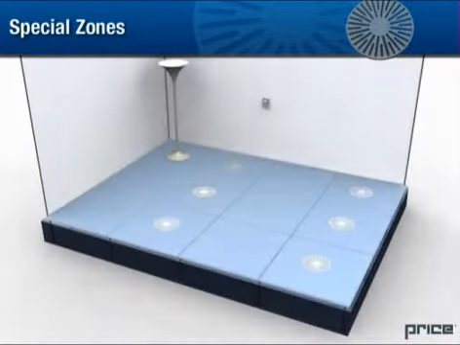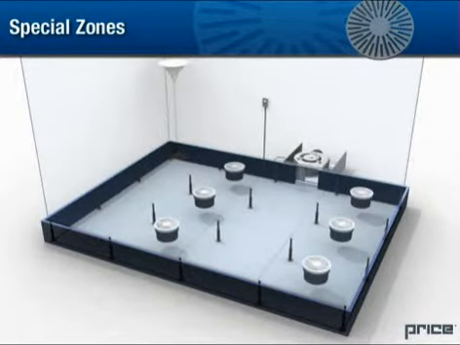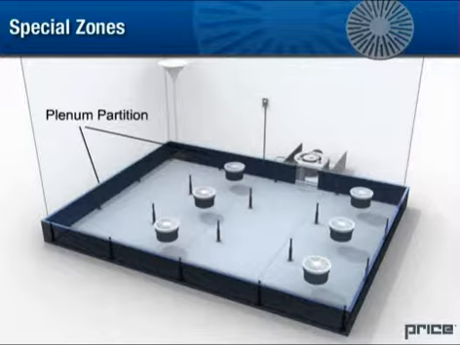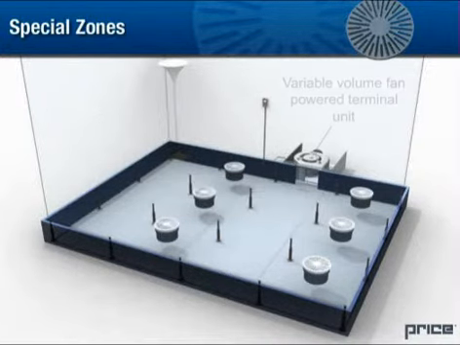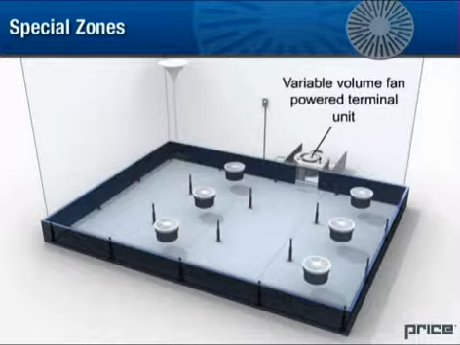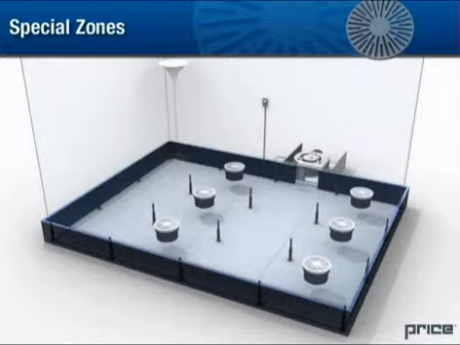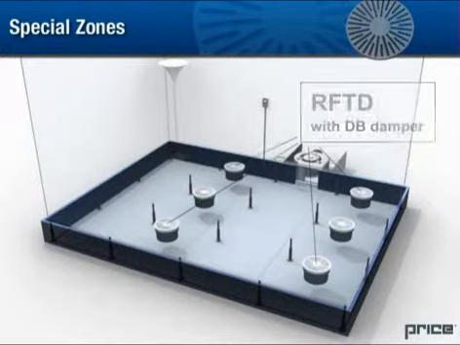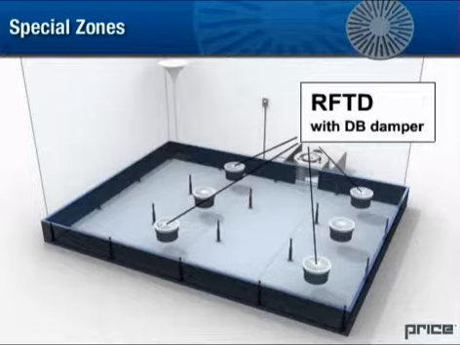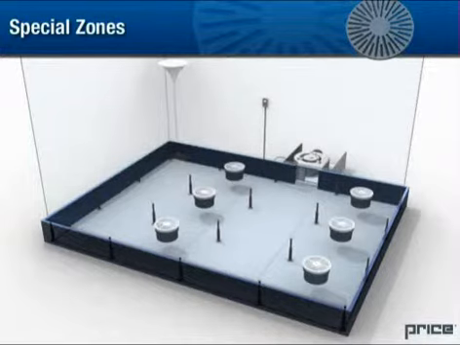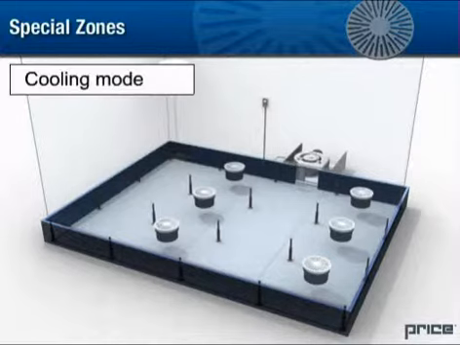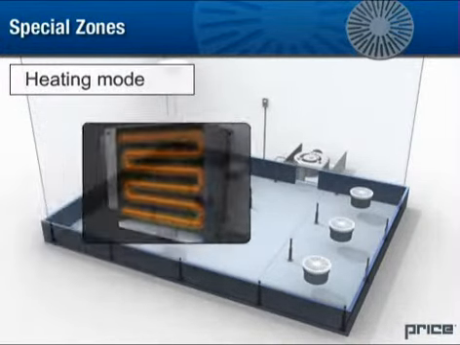3. A control zone is formed by installing physical plenum partitions in the plenum, forming a subplenum under the control zone. A variable volume fan-powered terminal unit is used to pressurize the subplenum in response to a signal from a control thermostat located in the zone. Non-ducted air outlets, model RFTD with DB damper, discharge air from the subplenum into the control zone to quickly satisfy the demand. Upon a demand for cooling, the fan will energize and pressurize the plenum. Upon a call for heating, a heating coil may be energized.